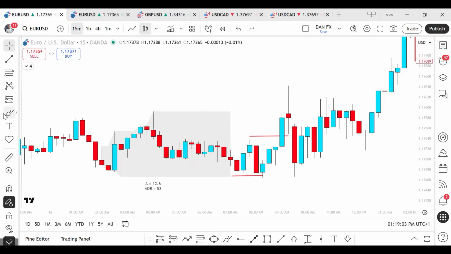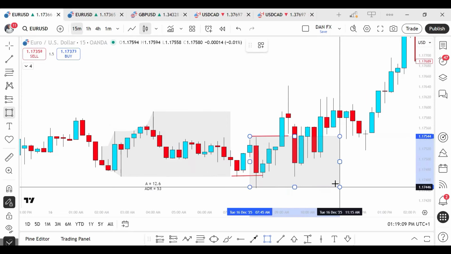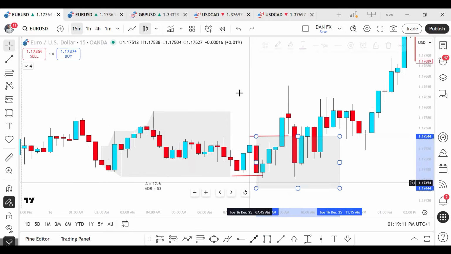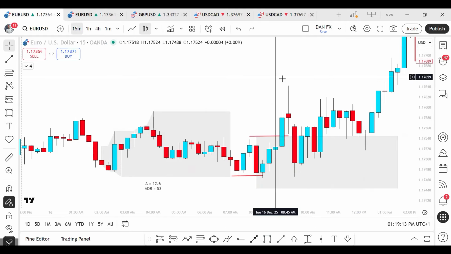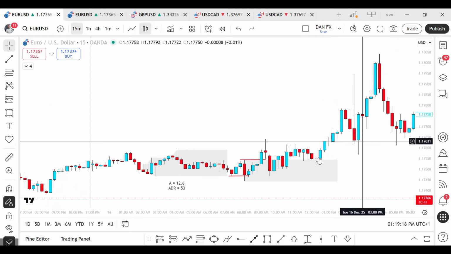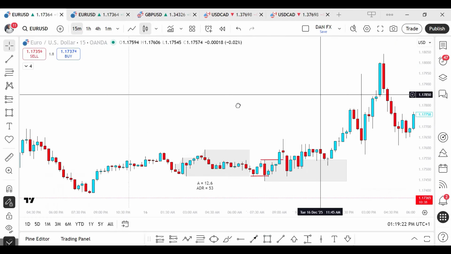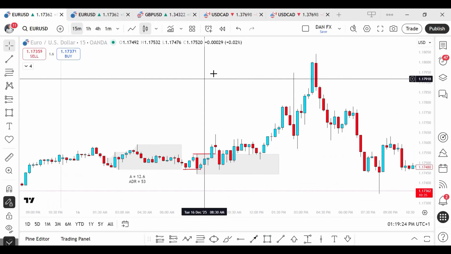So what are we looking for? We're looking for our order block. Our order block is going to be this last bearish candle before this break of structure. So we're going to draw our box from the top to the bottom of the order block candle, and we're going to extend it into the future. So we can see here that price came to retest inside the order block before giving us this huge bullish move.